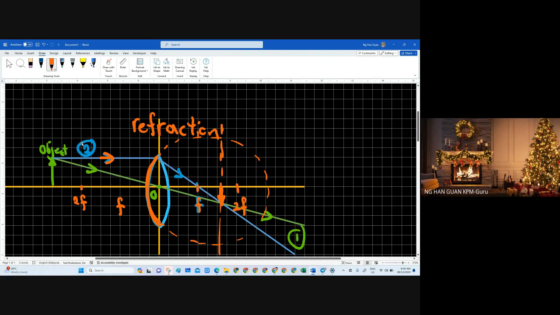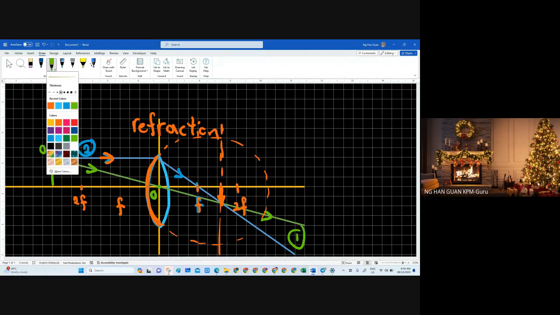Real must be inverted. Inverted means upside down. Compared to the object, the object is standing upright, but the image is formed upside down. So that's why we call this one inverted. Inverted means must be real. Real, inverted. And then the size. The original height of the object I have here is 3 units. But this one is not even 2, it's 1 point something. So obviously this is diminished, smaller size. So the image formed here is diminished. So all three characteristics of the image we know already: first, real; second, inverted; third, the size is diminished.